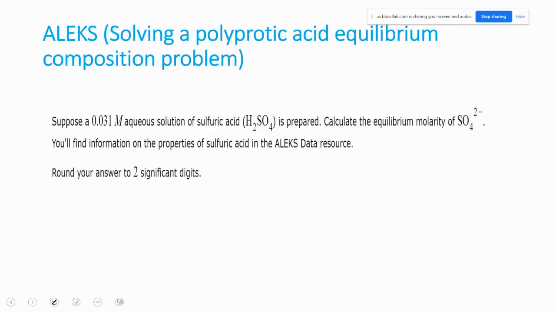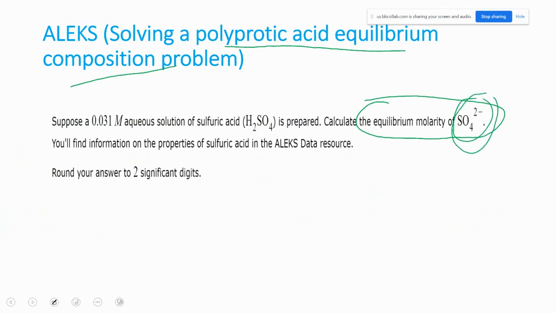All right, so now Alex gives you more problems on polyprotic acids. What it wants you to solve is, let's say a polyprotic acid is in equilibrium and you prepare some kind of solution for it, then it will ask you what is the equilibrium molarity, or equilibrium concentration, of sulfate ion in molarity. All right, so now I should be able to do the first step on this screen. Let me see how much space I have.